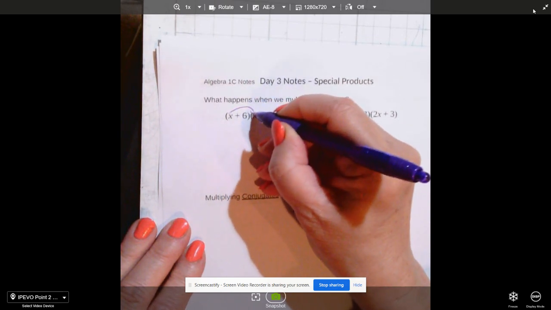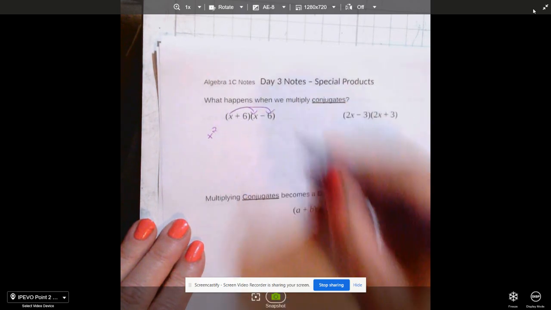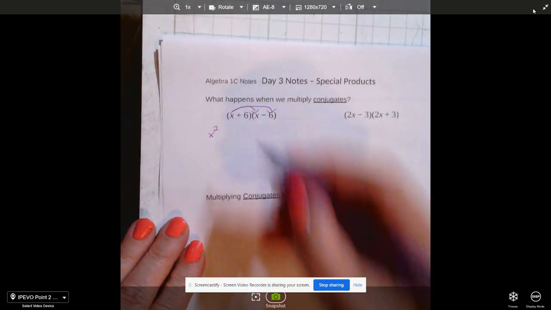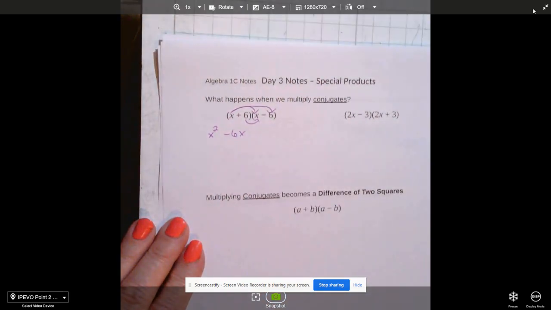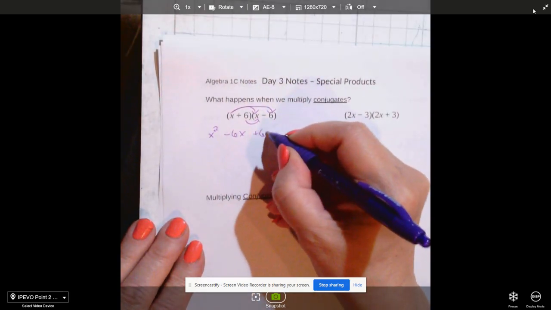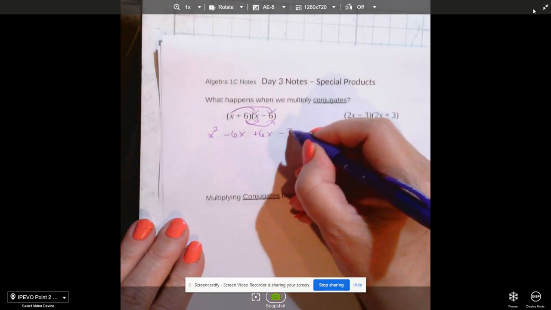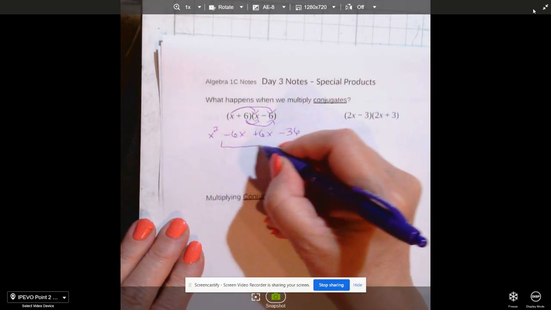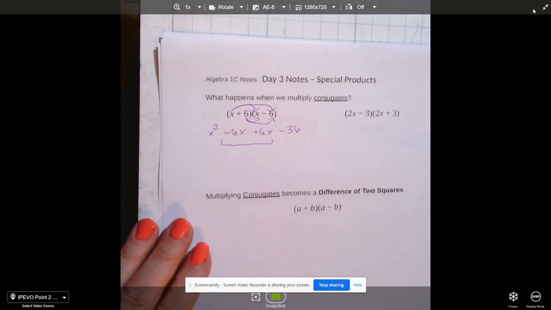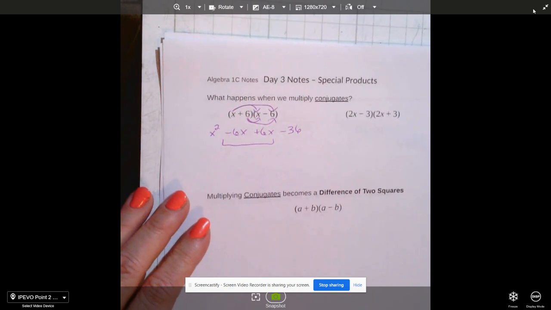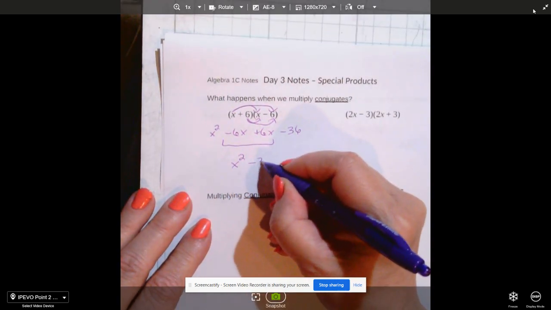So I'm going to multiply the first two together to get an x squared. I'm going to multiply the first and the last together to get a negative 6x. I'll multiply these two together to get a positive 6x. And I'll multiply the last two together to get a negative 36. My middle terms are always my like terms, but now I have a negative 6x plus 6x, so those actually add to 0. So all I have left is x squared minus 36.